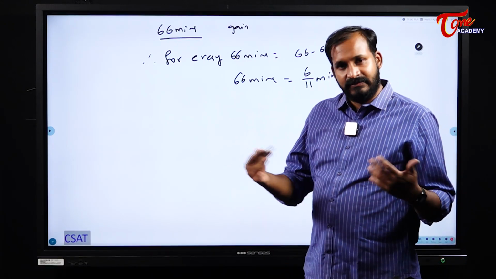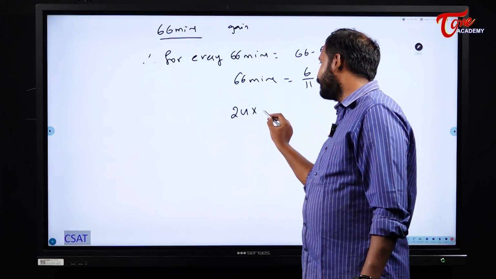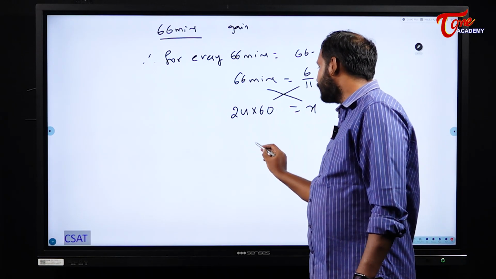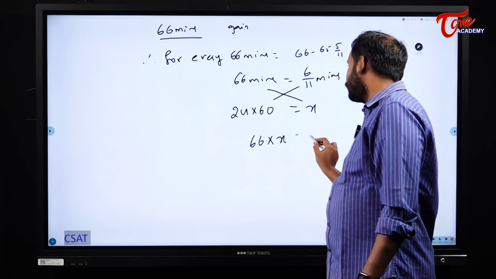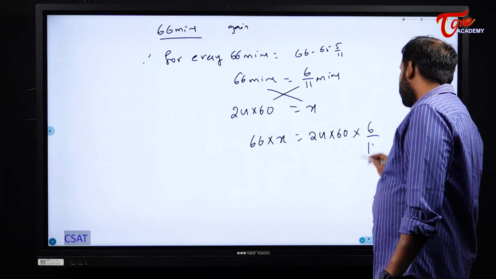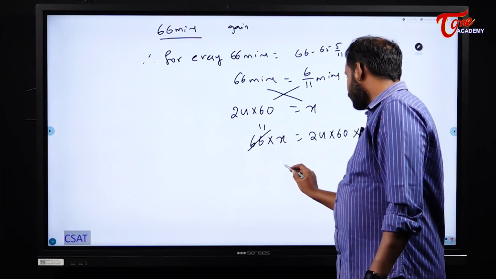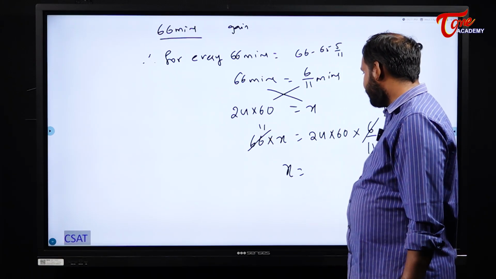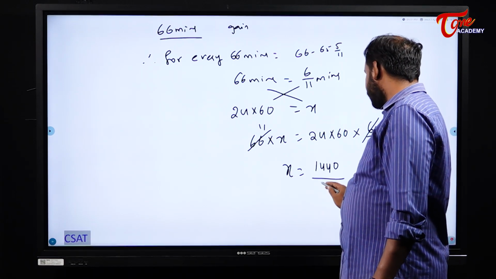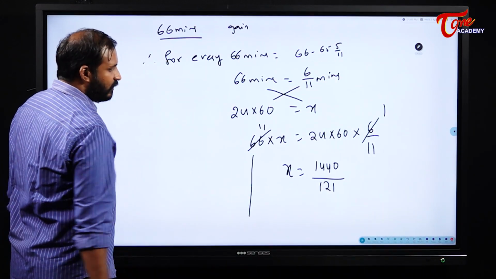Now in a day, similarly they will ask for a day. In a day means 24 into 60, that is equal to some x. Same as before, cross multiply. 66 into x is equal to 24 into 60 into 6/11. Now cancel it. 6 elevens are 66, so x is equal to 24 sixes are 144, 0 by 11 elevens are 121. So now when I solve this, what will I get?